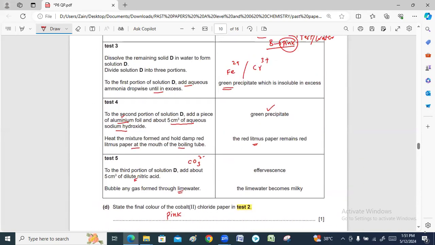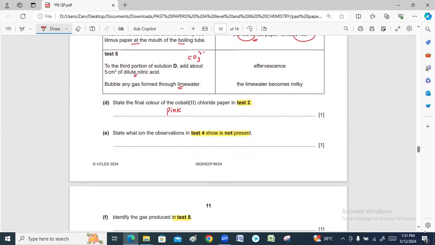So we are adding a piece of aluminium foil and then aqueous solution of sodium hydroxide. Aqueous solution of sodium hydroxide can also be used to test the presence of cations as well, because this mixture contains some amount of Fe2+ and Cr3+. So that will give us the green precipitate, but it will give a negative test for nitrate, because aluminium foil, then sodium hydroxide, and if the ammonia is there, ammonia turns the moist red litmus paper blue. If that remains red, it means that no nitrates are present, so nitrate is absent. So this will give a negative test for nitrate ions.